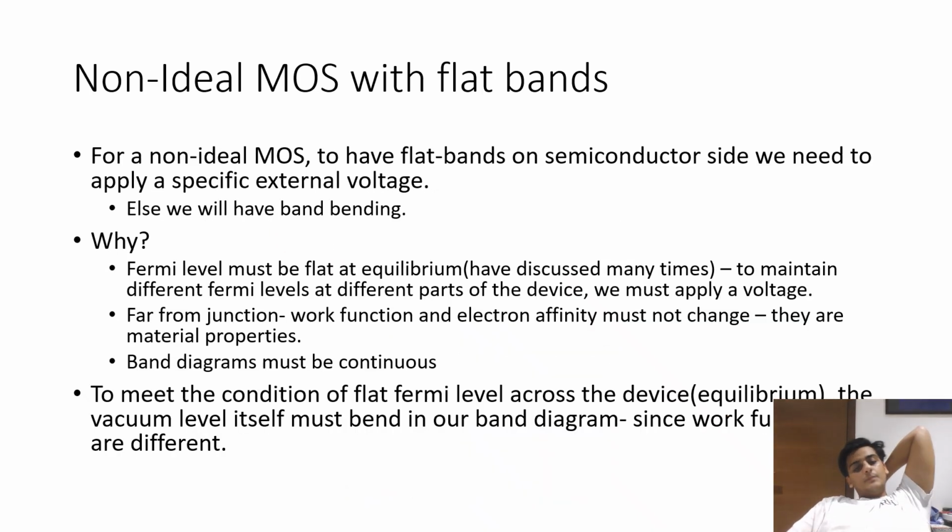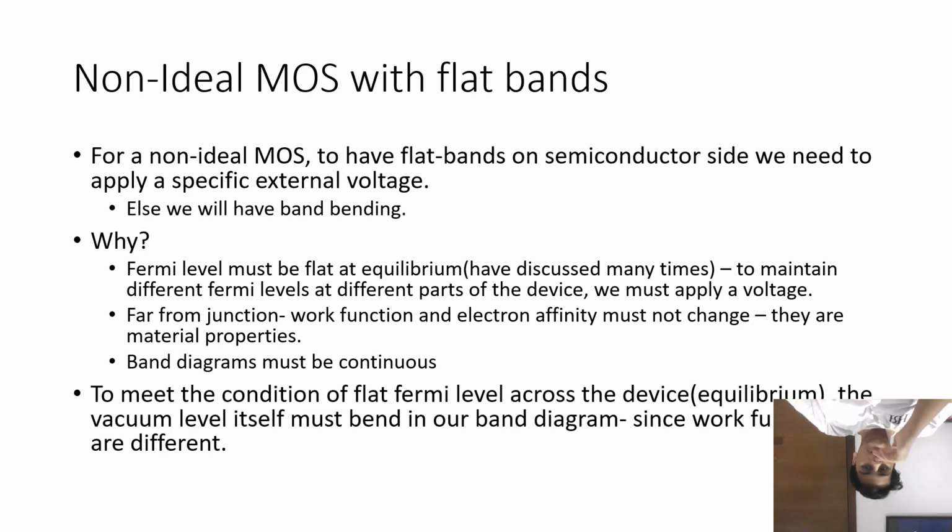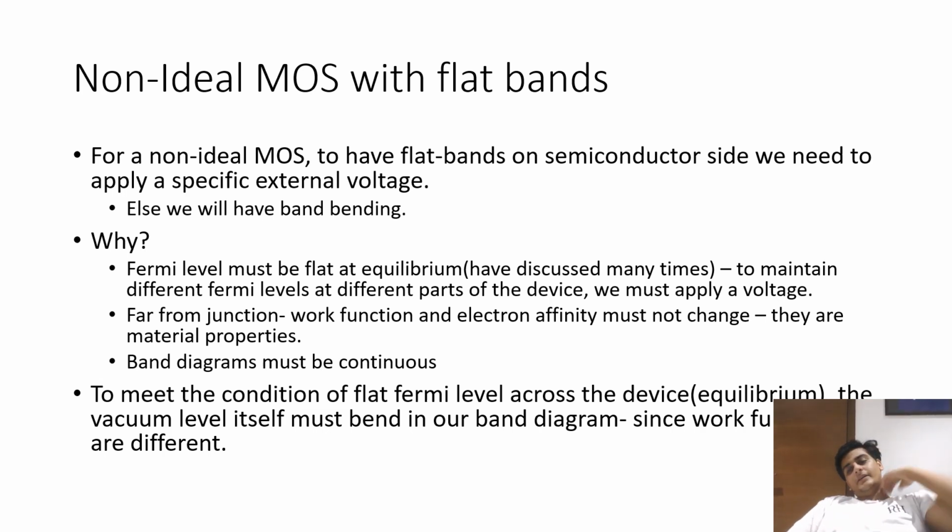Cool. So now that we've spoken about an ideal MOS, I want to spend some time talking about non-ideal MOS devices. Now, the thing with non-ideal MOS devices is that your work function on both sides, the metal and the semiconductor, are different. What that essentially means is that the distance of your vacuum level from the Fermi level on the metal side and on the semiconductor side is different.